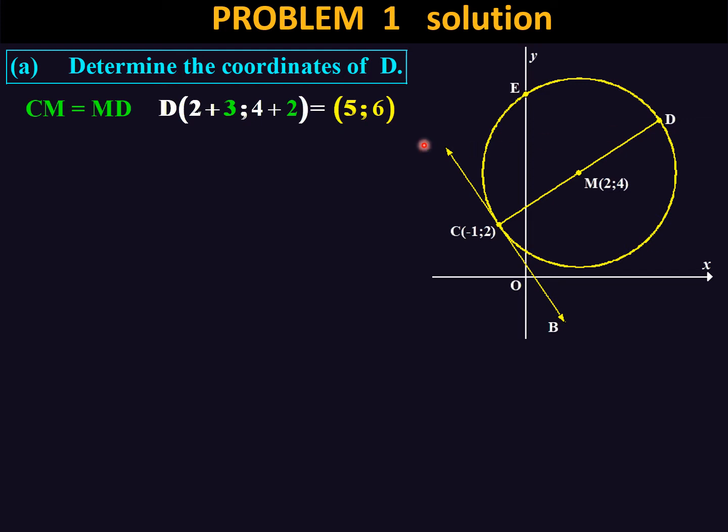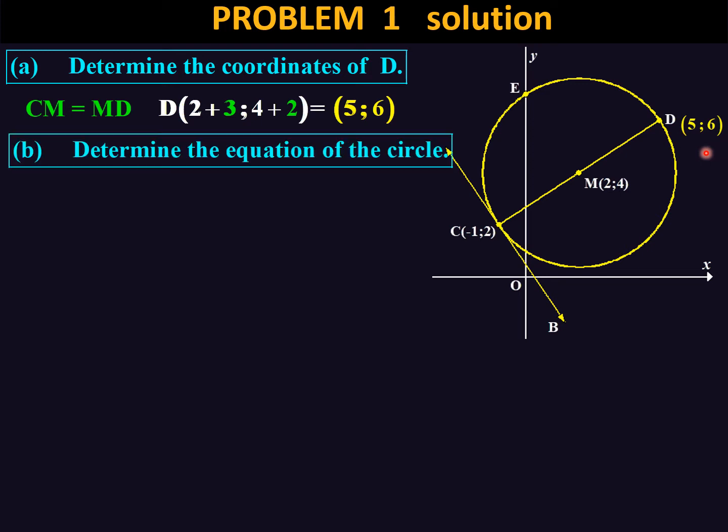It's advisable when you calculate a point, just insert it on your diagram, right? So you don't have to go and look for it again. There's 5 and 6. The second question, determine the equation of a circle. What do we need for the equation of a circle? That's correct. We need the center, which is given, but we also need the radius. So we have to calculate the radius.